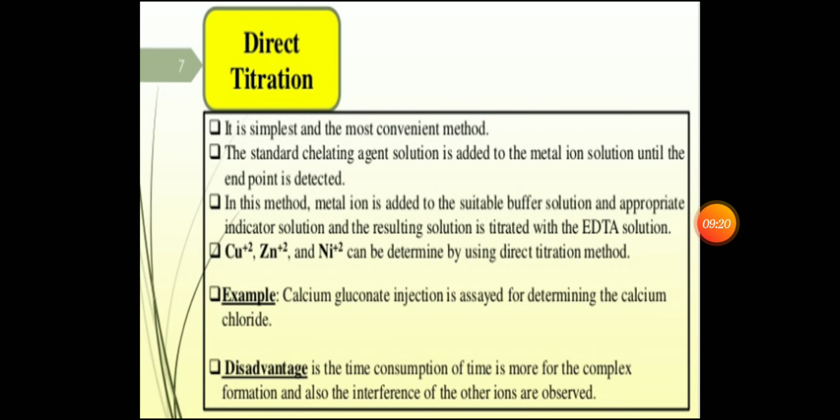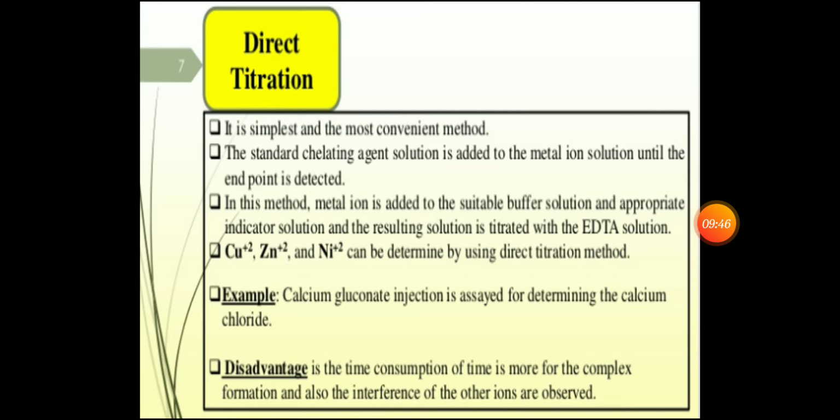Here we also get the disadvantages. What are the disadvantages? It is a time consuming method for the identification of the endpoint. The time is also more for the complex formation, and there is also interference of other ions. Instead of identifying one ion, interference of other ions is also possible. So these are the two disadvantages of the direct method.